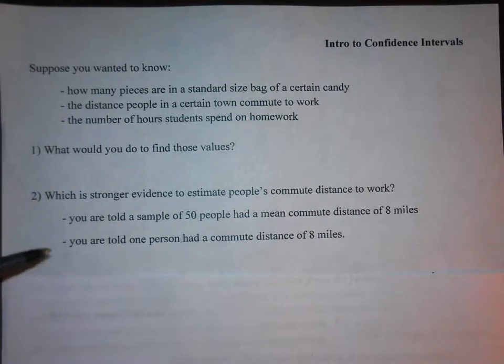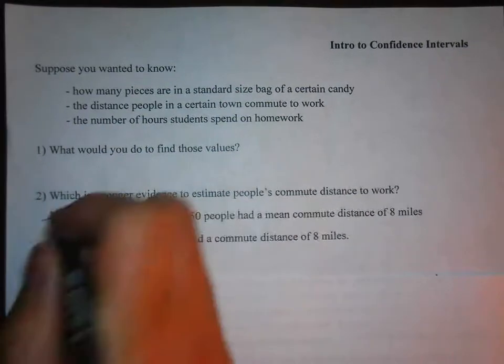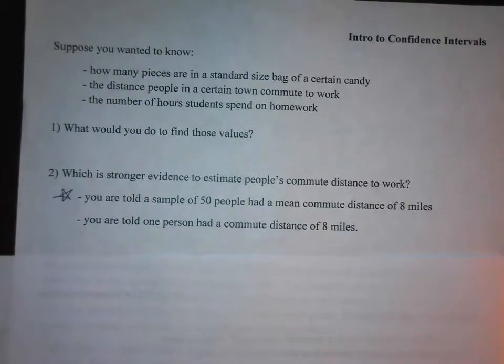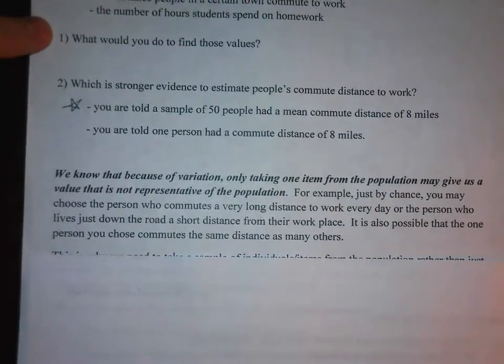Well, most people would logically think that the more people you ask, the better your estimate will be, or the stronger evidence your estimate is going to have. So the 50 people having a commute distance of 8 miles will be stronger evidence than just if one person had a commute distance of 8 miles. So why is that? Well, that's the next paragraph.